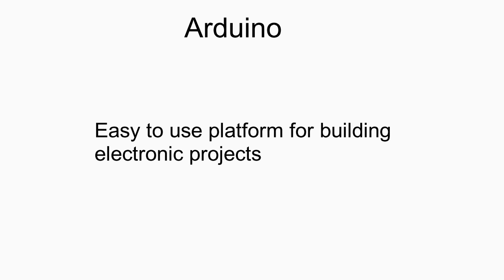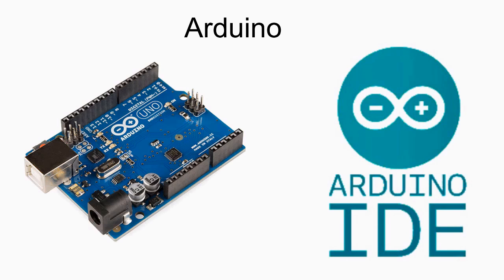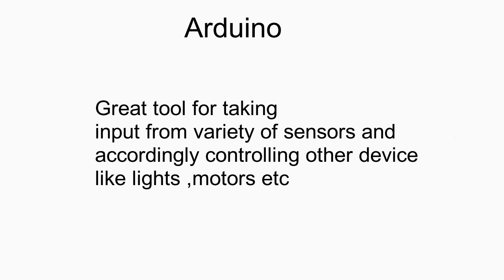The Arduino is an open source electronic platform for building electronic projects. It consists of a circuit board which can be programmed using a ready-made software called Arduino IDE. Arduino IDE is used to write and upload the code to Arduino. Arduino is a great tool for taking input from a variety of sensors and controlling other devices like lights, motors, and other outputs. Let us know more about Arduino.